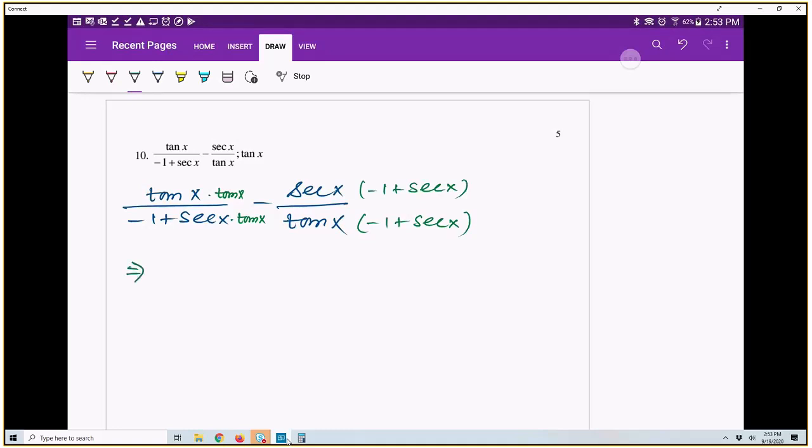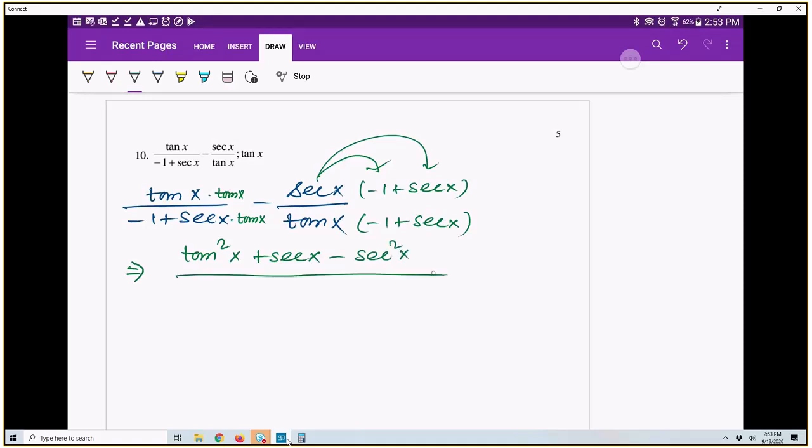So we get minus tangent squared x. Actually, this is plus tangent squared x. And then I get minus. So minus times minus here is a plus. So plus secant x. Then this one is going to be minus secant squared x. All over, the bottom is the common denominator, tangent x times (secant x minus 1). So let's see what we get.